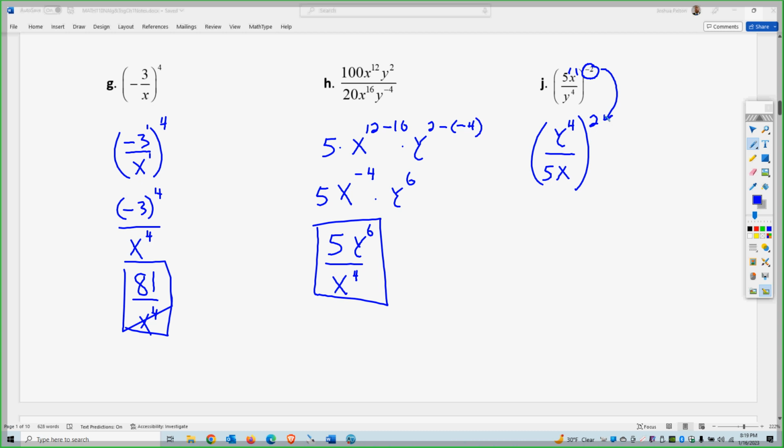In the last example, I did it last. This time I'm going to do it first. So this is y to the 8th, 5 to the second, and x to the second, because power to a power is multiply. And since the power of a quotient needs to go to every item inside, this is y to the 8th over 25x squared. Okay, that is the end of part 1.